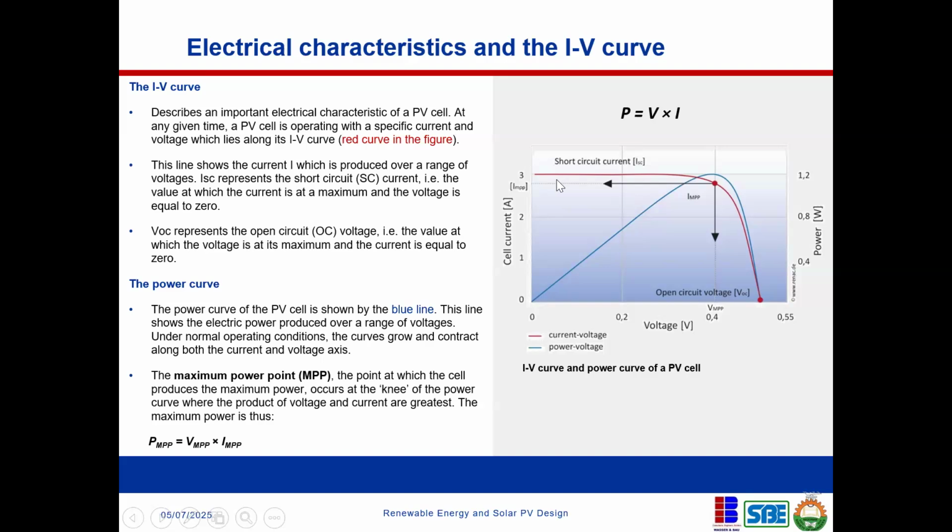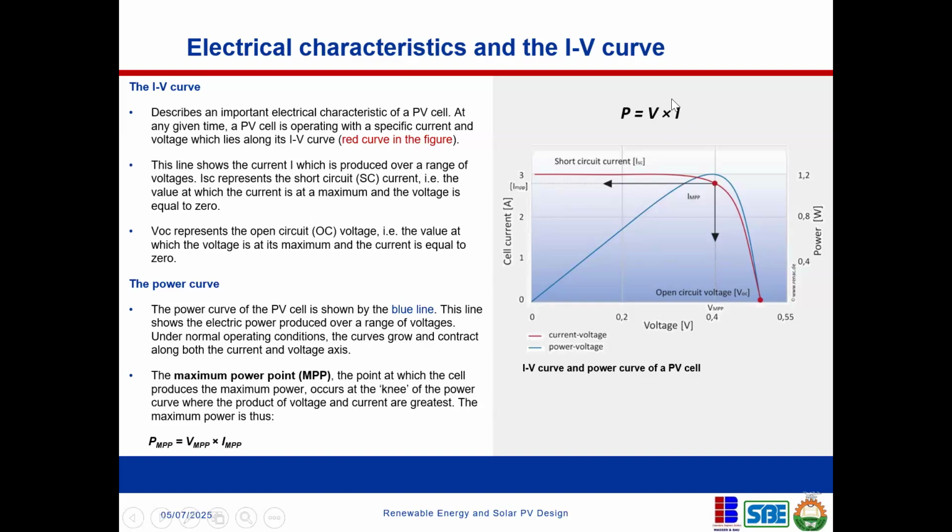Now, this line shows the current. Current is I. Take note of that. This line shows the current which is produced over a range of voltage. And this current is known as ISC. ISC means short circuit. Short circuit current is the value at which the current is at maximum and the voltage is equal to 0.